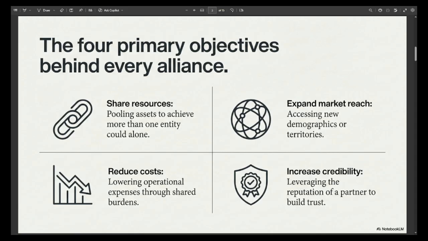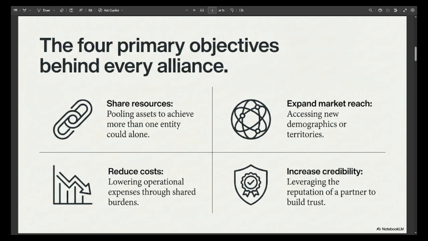So we have the strategic partnership, we have the distribution partnership, and then we also have funding partnership and marketing partnership. So the four primary objectives behind every alliance or any partnership are to share resources, expand market reach, reduce costs, or increase credibility. If you're trying to increase credibility, it means you are leveraging the reputation of a partner to build trust.